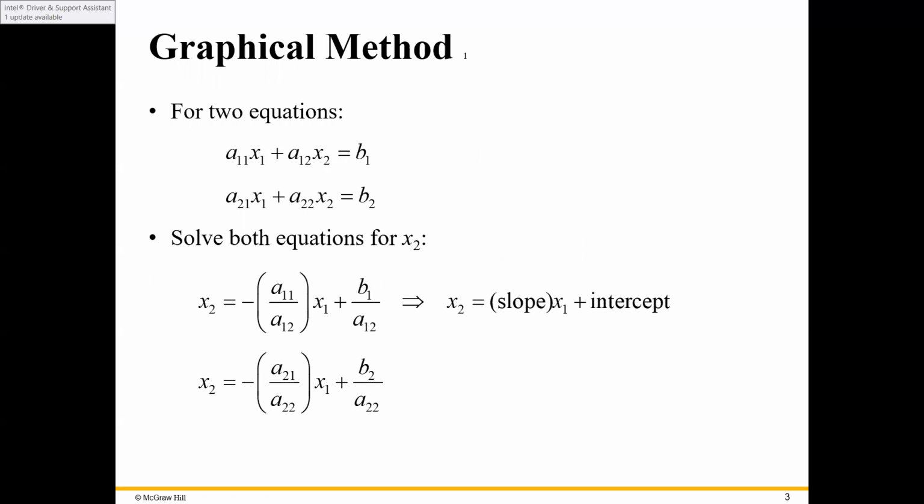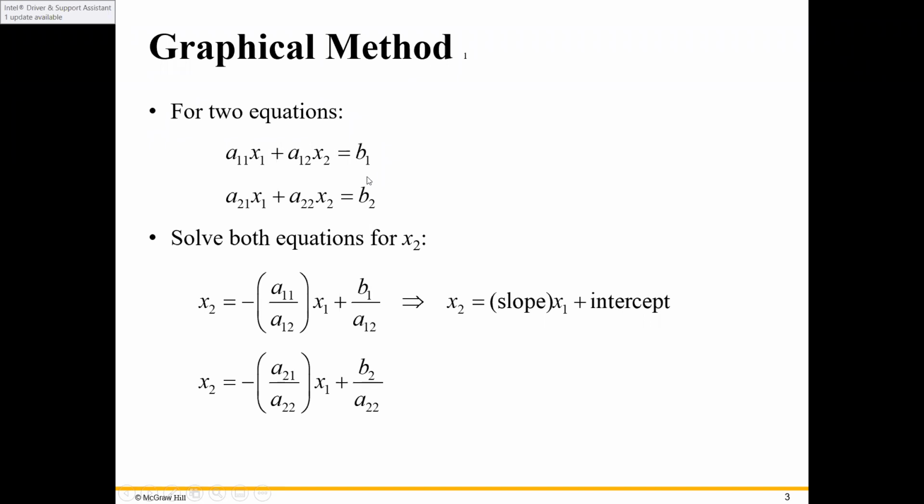Okay, so first, to illustrate the graphical method, suppose we have two equations, a11 x1 plus a12 x2 is equal to b1, where x1 and x2 are linear variables, a11 and a12 are the coefficients of the variables, and b1 is the constant on the other side. Similarly, we have the second equation, a21 x1 plus a22 x2 is equal to b2.